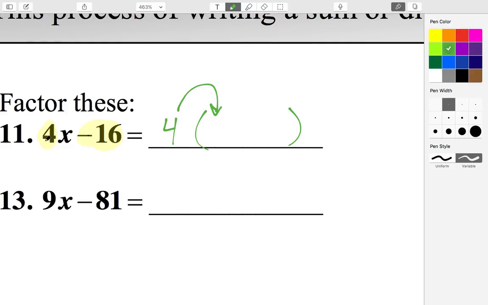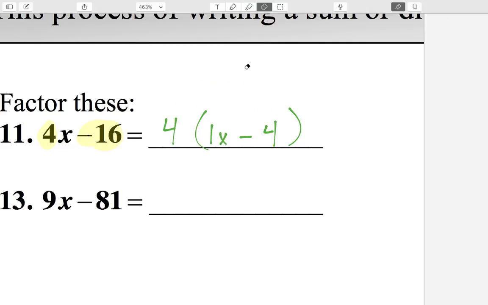1. How many x's are missing? 1. Check your answer. 4 times 1x, does it give you 4x? Yes. Now 4 times what gives you negative 16? That would be negative 4. And you are done. Now I'm going to erase these arrows so it looks clean. So 4 times 1x minus 4, and I'm going to erase the 1 because it means the same thing.